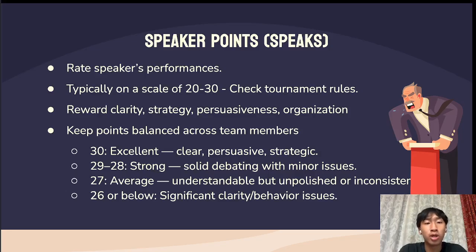However, it's important to note that typically it will be on a scale of 20 to 30, in increments of 0.1. So you can give 20.1, 20.2, or 21, etc. You should be rewarding, as I said, clarity, strategy, persuasiveness, and organization for a speaker. And this is basically for speaking ranks. So not only will debaters be able to receive awards for how well their team does in the tournament and winning these rounds, but also for how well they speak in terms of individual debating.